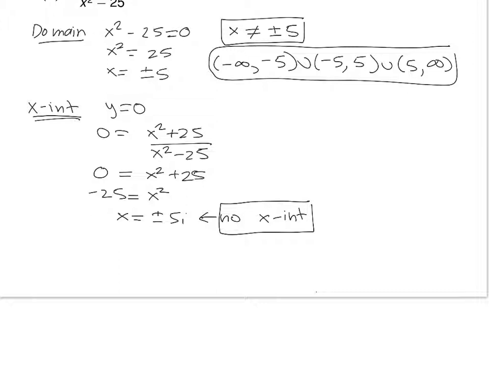Okay, so maybe this thing has a y-intercept. And it will as long as 0 is in the domain of the function. So y-intercept, plug in x equals 0. What do you get for y? What's in the numerator? 25. What's in the denominator? So you get y equals negative 1. So that's the point 0, comma, negative 1.